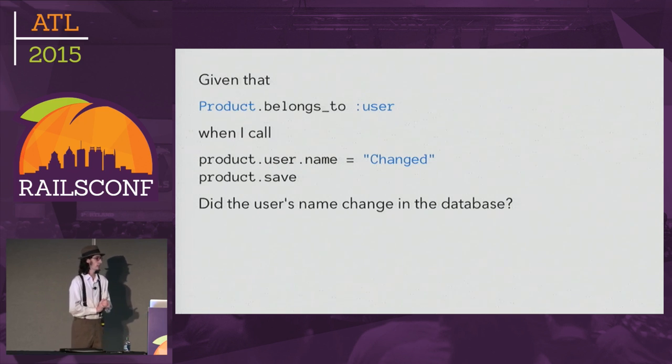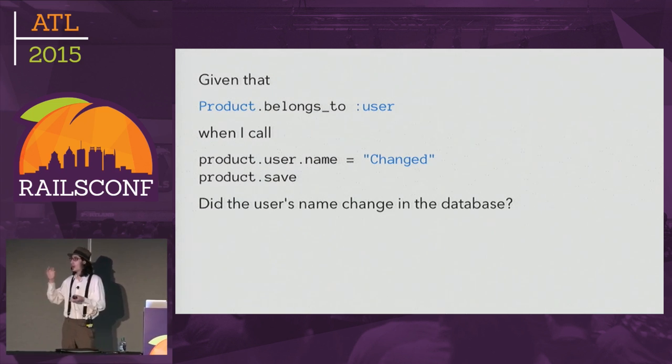Here's the pathological example. If I have a product and product belongs to the user, if I change the user's name, I save the product. Did the user's name change in the database? Raise your hand if you think you know the answer. Trick question, it's based on whether product is a new record. But that's sort of my point.